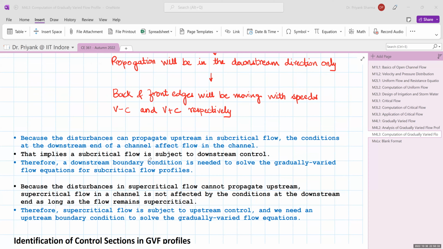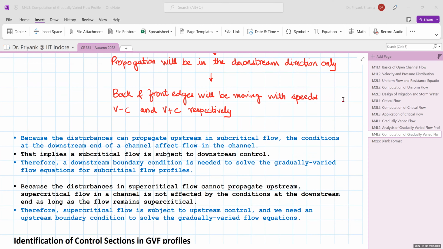In case of supercritical flow, your flow cannot propagate upstream. So the supercritical flow in a channel is not affected by the downstream conditions as long as the flow remains supercritical. So therefore, flow is subjected to an upstream control, and when we are analyzing the flow profiles which are in the supercritical zone, at that time we will take the upstream boundary condition. Like your M3 profile, S3 profile, S2 profile, these will have an upstream boundary condition.